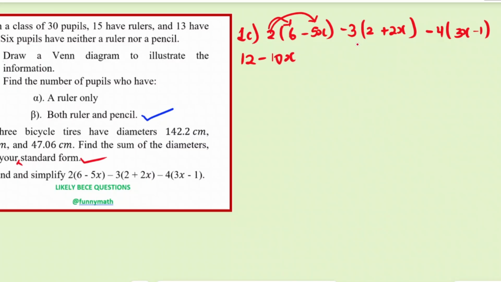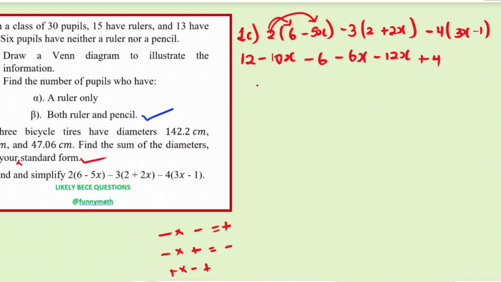We come to the second one. This is -3 times 2, and that's going to be -6. And -3 times 2x is going to be -6x. We're done with the second bracket. We come to the last one. So that's -4 times 3x. We have -12x. And -4 times -1 is going to be positive 4. Remember that negative times negative will give you positive. And also, negative times positive will give you negative.